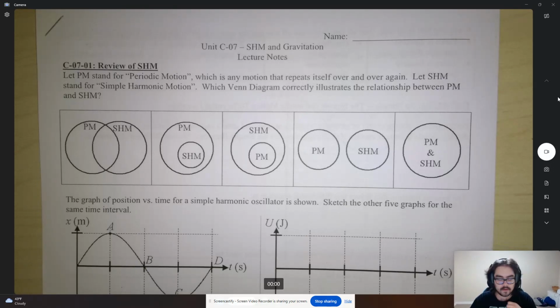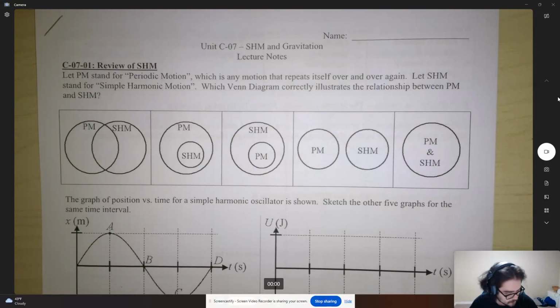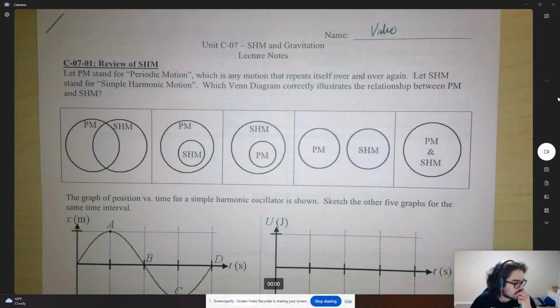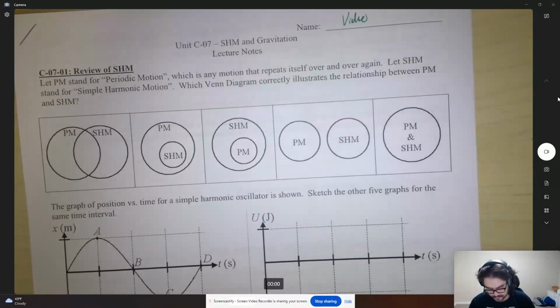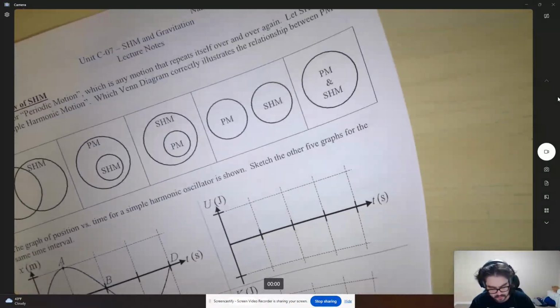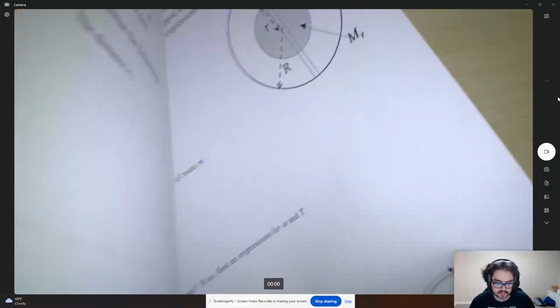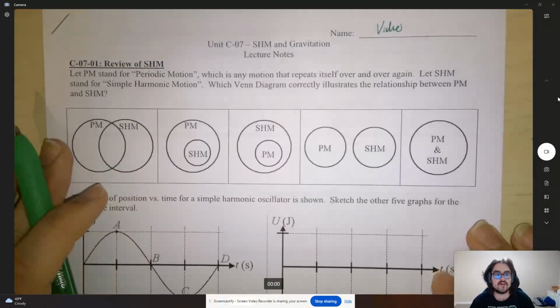All right. Simple harmonic motion and gravitation is Unit 7 of Physics C. There are about 15 sections in this unit, but they go by really quickly. I think there's a total of 12-ish pages, maybe a little more, 13 pages in this notes packet. So on average, each section is less than a page.